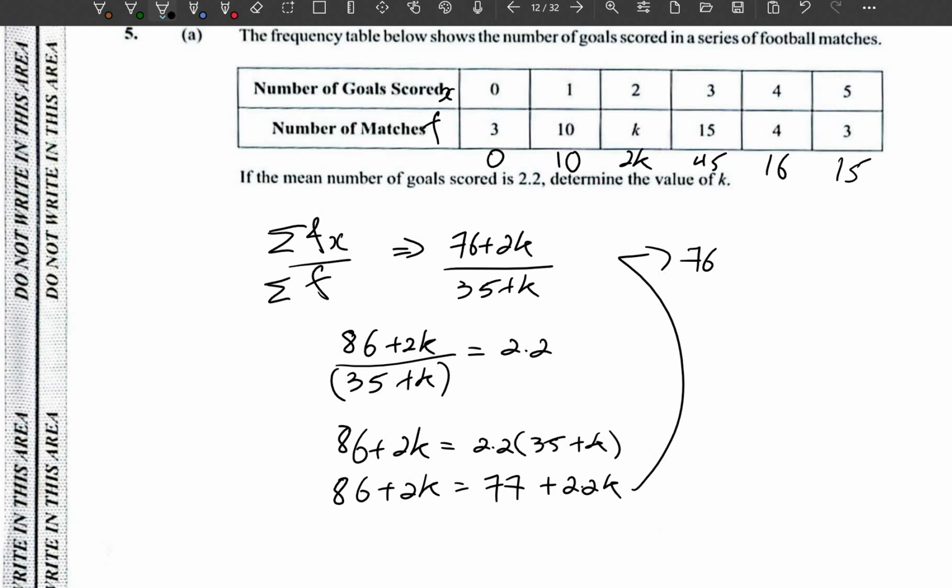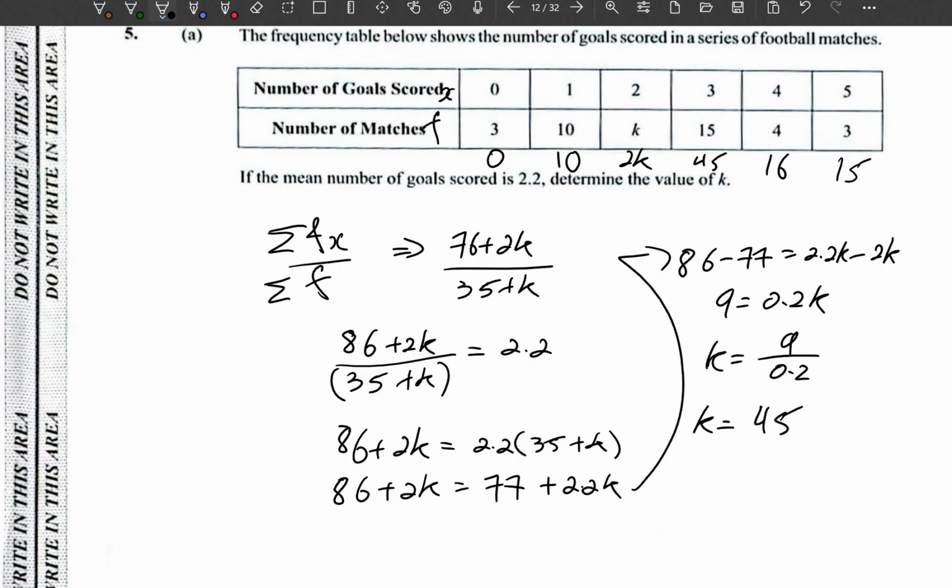Right, so we would then have 86 minus 77 is equal to 2.2k minus 2k. So we see then 9 would be equal to 0.2k. Therefore, k would be 9 divided by 0.2. K would be 45.